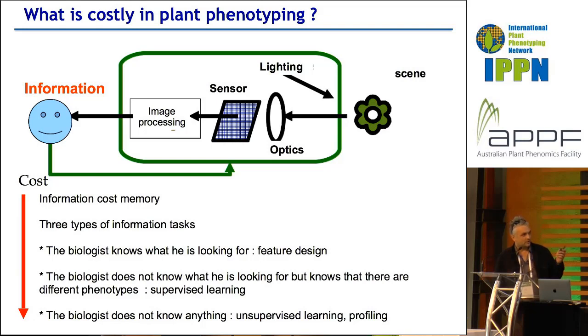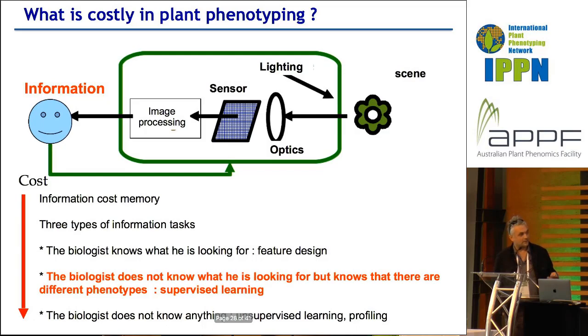Second situation, the biologist does not know what he's looking for, but he knows that there are some different phenotypes. And this is where you can do supervised machine learning, and there are a lot of illustrations of this in these 2 days. And the last situation, the biologist does not know anything. Well, maybe that's not the most motivating part for us, but then you need to do some profiling and unsupervised learning, which would say that the time of interaction with the biologist increases as the amount of knowledge and the precision of the target is decreasing somehow. So I will give some illustration of this part, considering the costs that you have in these situations.